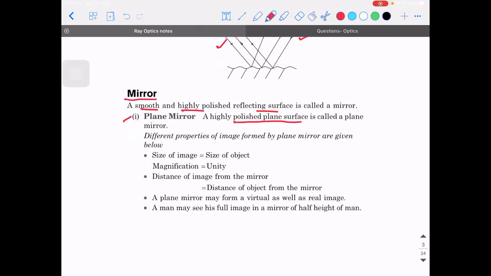What are the different properties of the image formed by a plane mirror? They are given below. The size of the image is equal to the size of the object. Similarly, magnification is one. What is magnification? It is the ratio of the size of the image to the size of the object. The distance of the image from the mirror is equal to the distance of the object from the mirror. A plane mirror may form a virtual as well as a real image.